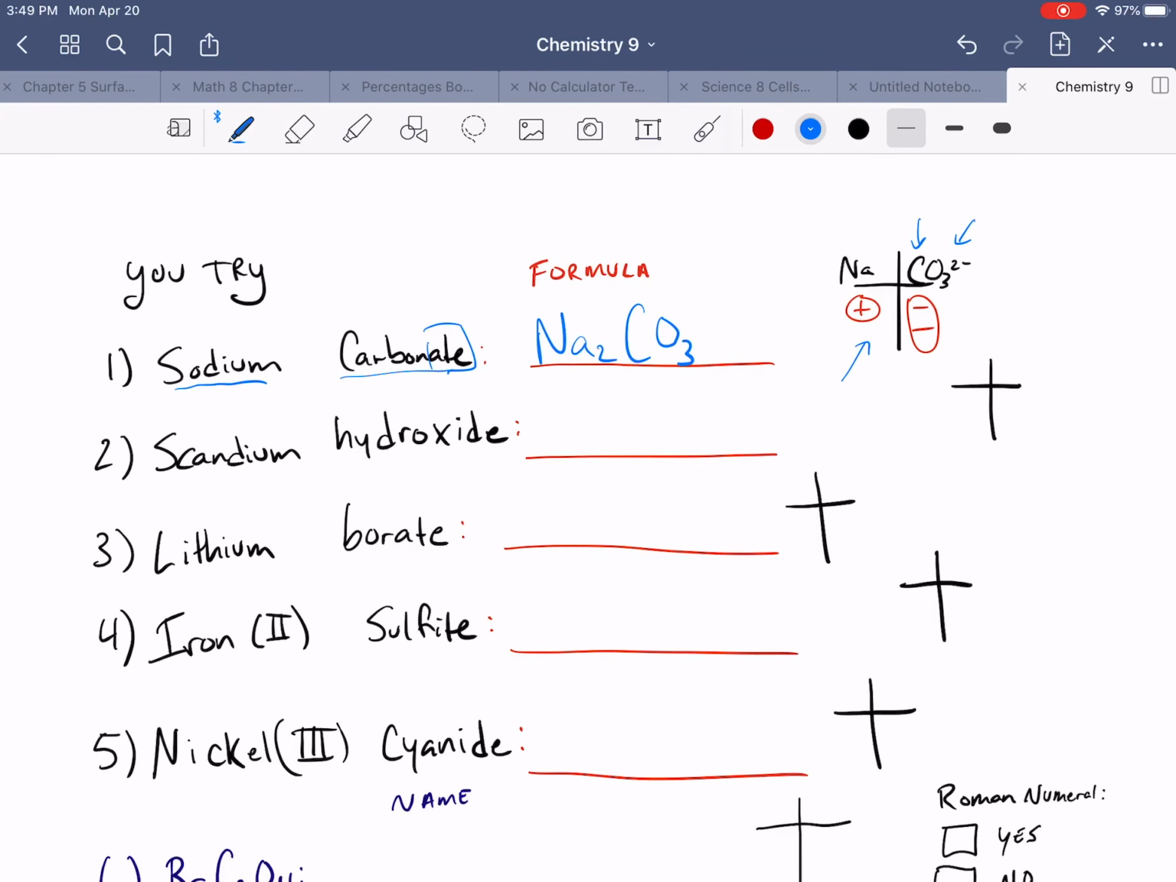Scandium hydroxide. Okay, so scandium is Sc, and oh, sorry, actually, you know what? You guys need to pause it now. You need to do it by yourself. Pause it, do it, make it happen.